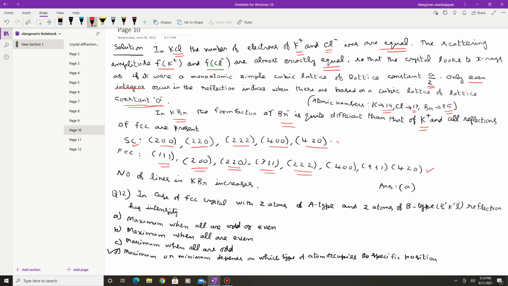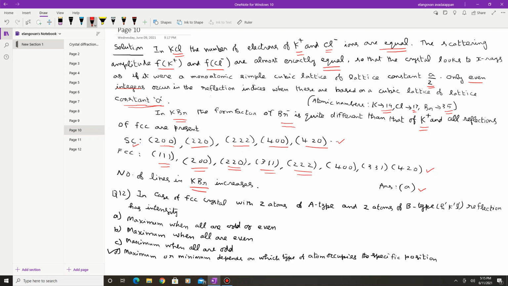Because some of the planes are missing for simple cubic, the number of lines in potassium bromide increases. Among these options, the number of lines in potassium bromide increases. There are more reflections for FCC when compared with the simple cubic of lattice constant a by 2, where some reflection planes are missing and only the reflection planes mentioned here are present. So when you compare these two, the total number of lines in KBr is larger than in the simple cubic case. So the number of lines in potassium bromide increases.